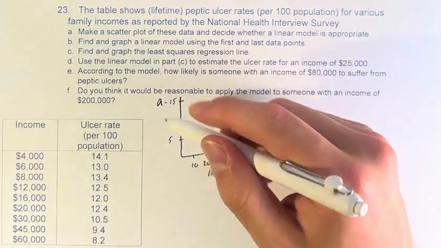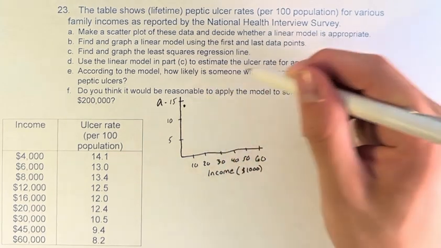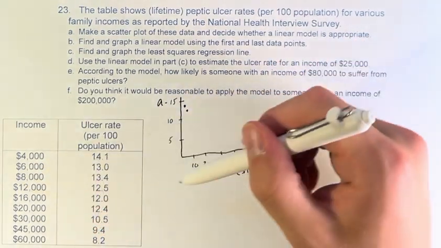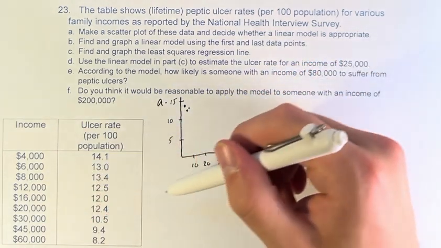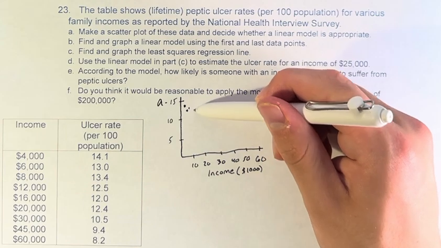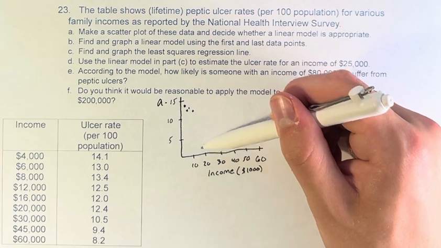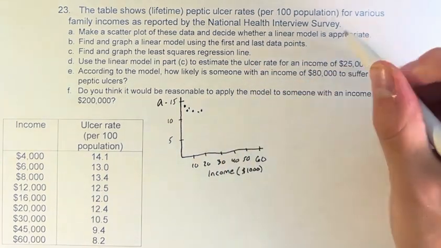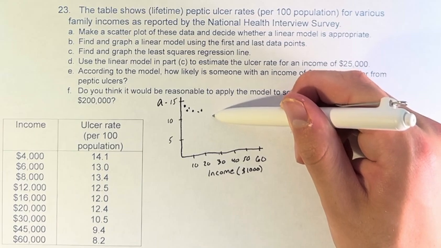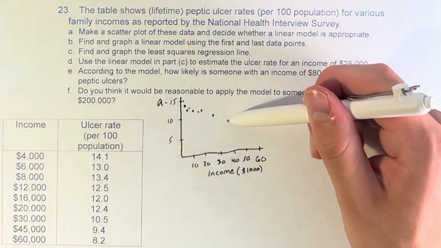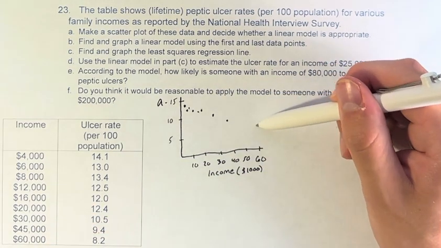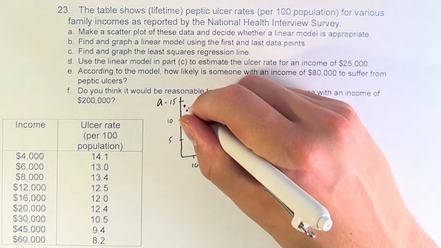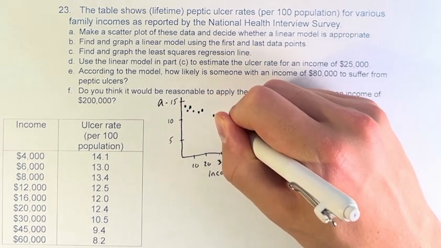So we have 4 at 14.1. So that'll be right there. 6 at 13.0. 8 at 13.4. 12 on the other side of this 10 marker at 12.5. 16 at 12.0. 20 at 12.4. 30 at 10.5. 45 at 9.4, and 60 at 8.2. And these are just rough estimates of where the points are. All it has to be is close.